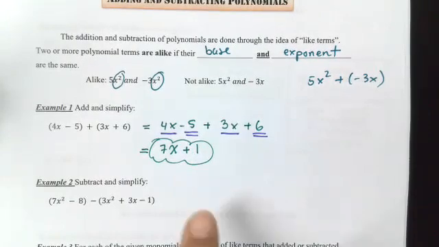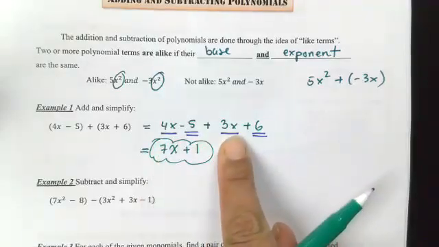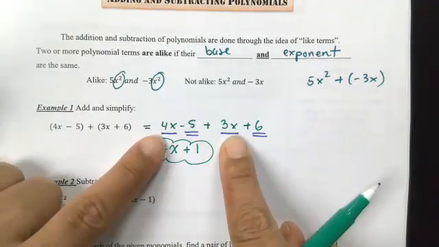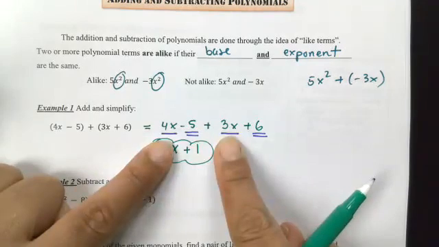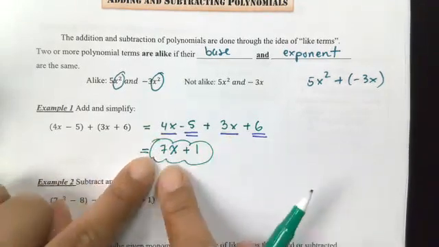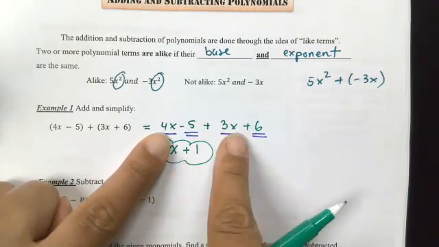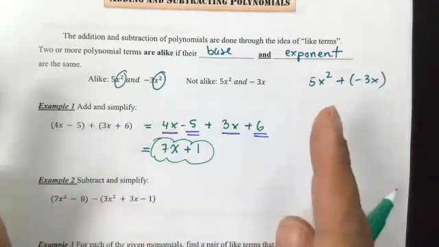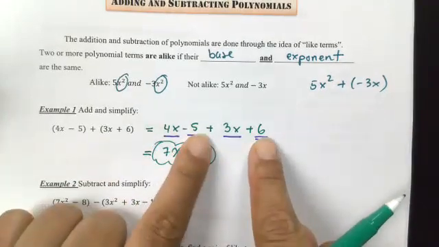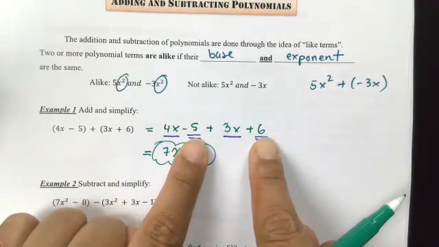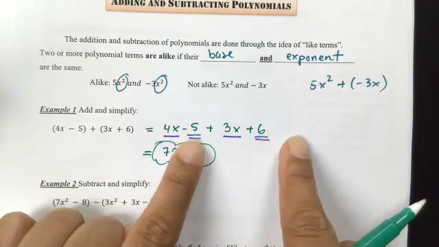So 4x and 3x are alike, right? So we put them together, we add them, right? So 4 plus 3 is 7, so 7x. So it's like apples. So you have 4 apples plus 3 apples. How many apples? 7 apples. You just do the same thing because it's negative 5, the numbers, right? So negative 5 plus 6, you just put them together.